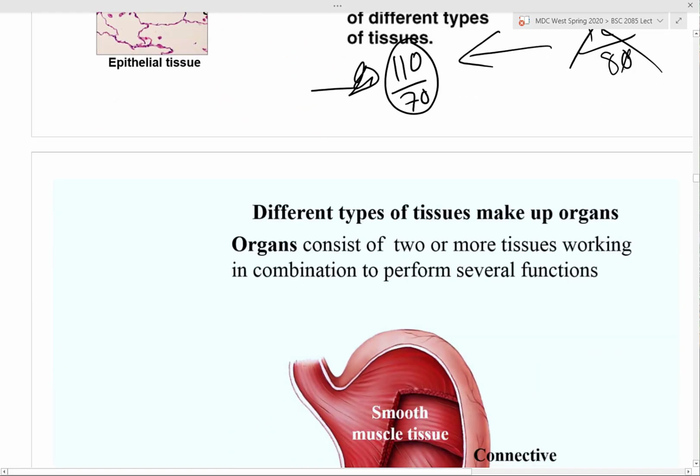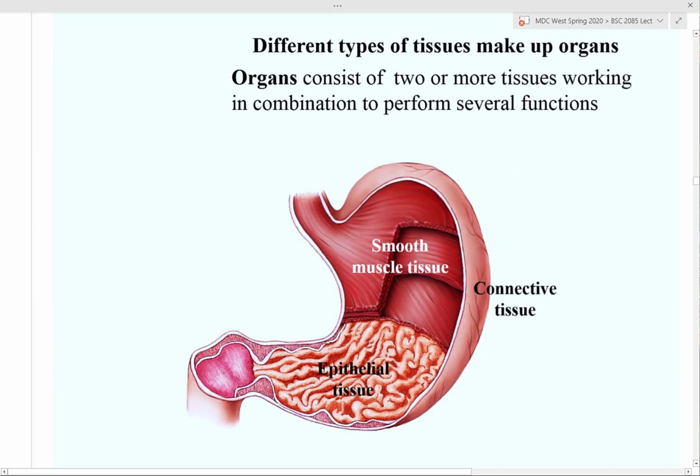So that's an application. Different types of tissue make an organ. Here's another one. You have your stomach. It has smooth muscle tissue, and you also have connective tissue and epithelial tissue inside the stomach. Imagine. Can you say something to the stomach? Stomach, move. Stomach, stop. Can you? You can't.